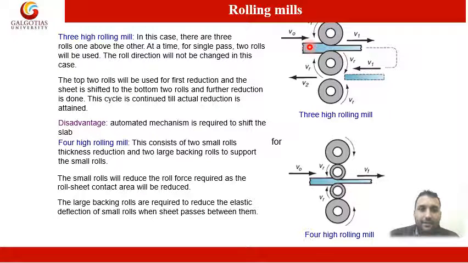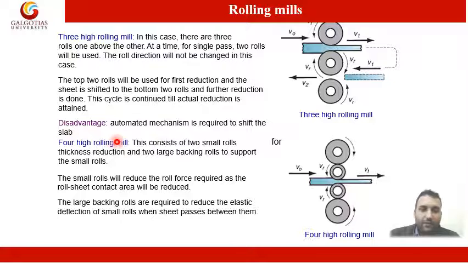This permits a continuous reduction to be made through the same pair of rolls. Next category is the three roll mill. In this case, there are three rolls, one above the other. For a single pass, two rolls will be used. The roll direction will not be changed in this case. Here the first roll, second roll, and then this is the third roll. Two top rolls will be used for the first direction, and the sheet is shifted to the bottom two rolls. Further reduction is done. The cycle is continued till the actual reduction is attained. The disadvantage is that an automated mechanism is required to shift the slab.